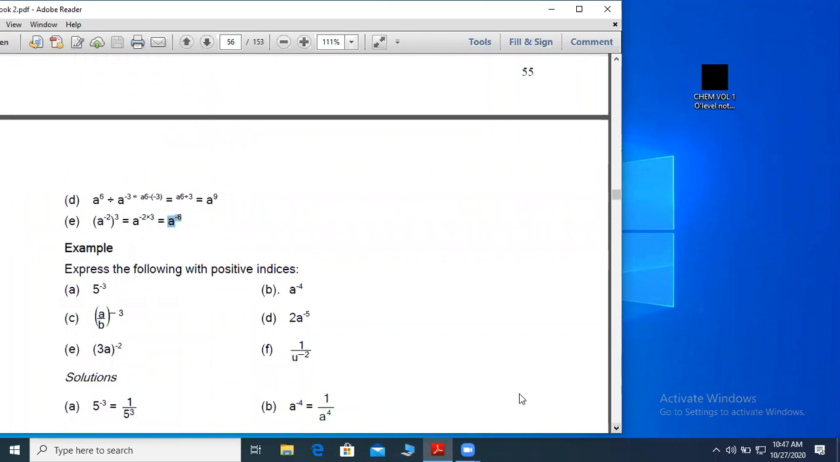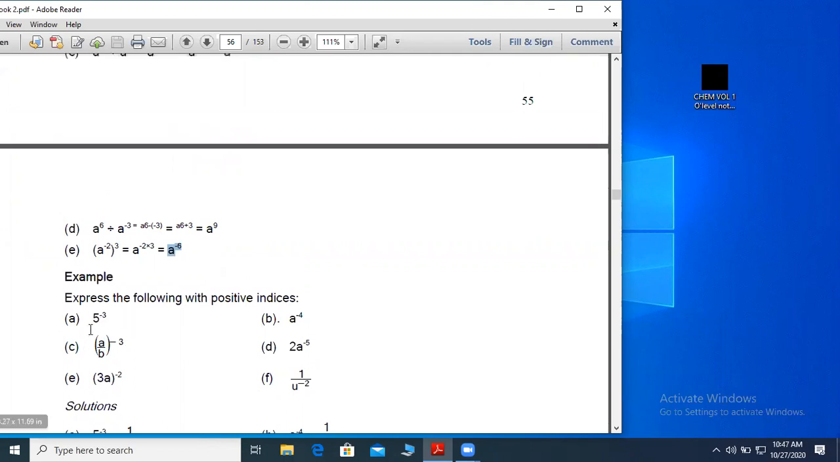Using the other rule, let us look at more examples and do them together. 5 to power negative 3. We want it as a positive integer. To remove this negative integer, you say it is 1 out of 5 to power 3. And 5 to power 3 means you multiply 5 3 times. The answer is 125. So the answer here is going to be 1 out of 125.